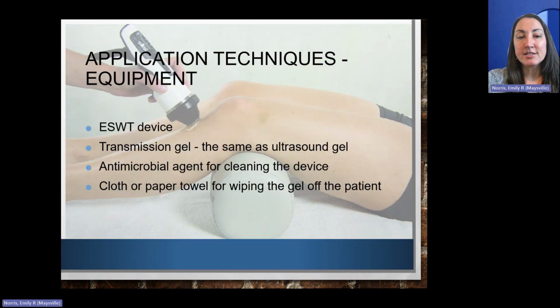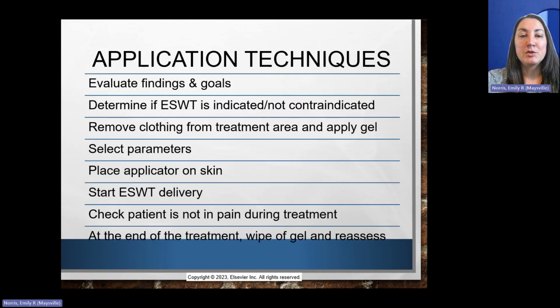When you are applying shockwave therapy, you want to choose the right device and use gel like ultrasound gel. You want to clean the device with an alcohol wipe or something, and then have a paper towel nearby just to wipe up and clean up afterwards. You always, just like with other modalities, evaluate and determine if it's safe to perform the modality first.